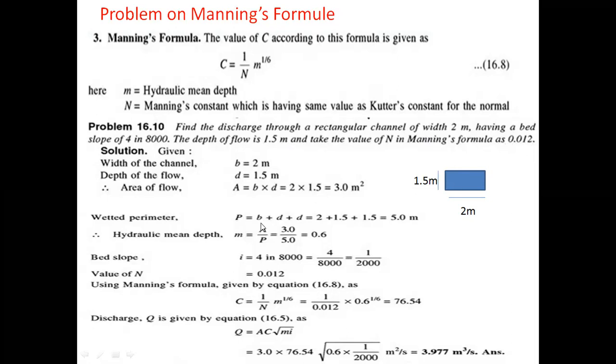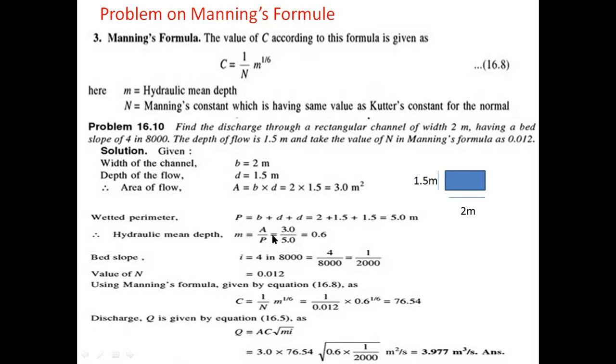Now find the area of the channel, B into D, which is 2 into 1.5 equals 3.0 square meters. Find out the wetted perimeter of the channel, B plus 2D, which is 2 plus 1.5 plus 1.5. Finally, the wetted perimeter value comes as 5 meters. Area comes as 3 square meters.